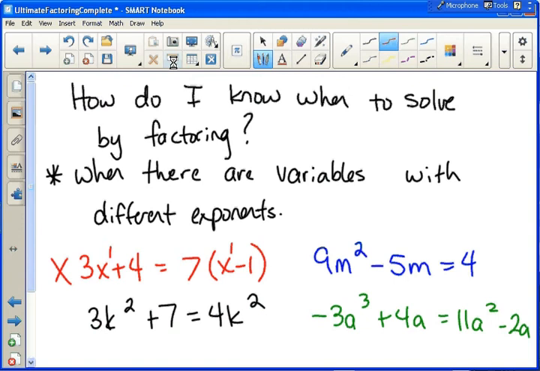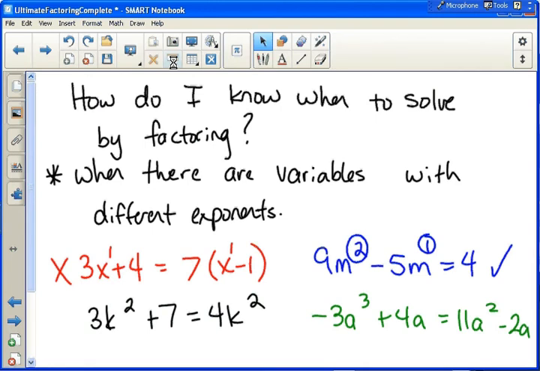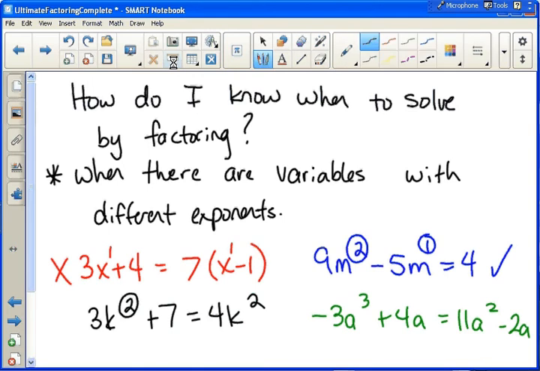If you look at the blue one, I have a 9m squared and a 5m to the first. Now that signals to me that I have different exponents, and it would probably be a good idea to try to solve that one by factoring. Now the black example, 3k squared plus 7 equals 4k squared. They have the exact same exponents on both the k's, so since the exponents are the same, there really shouldn't be a need to factor.